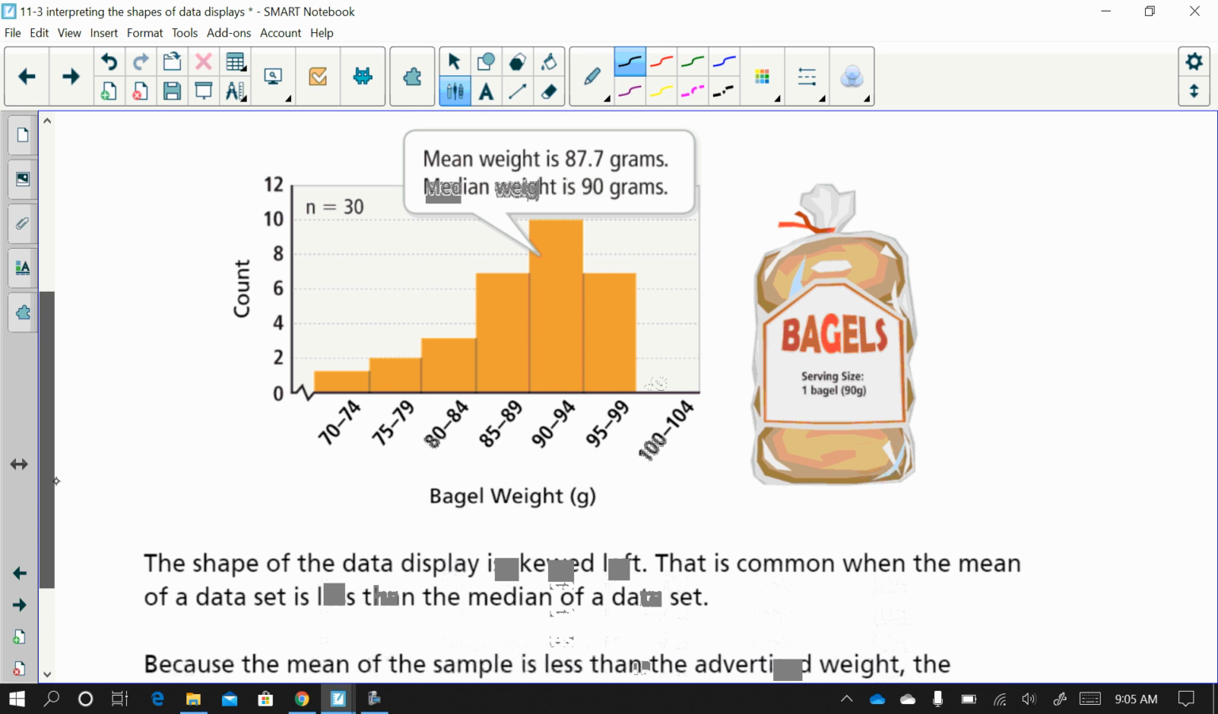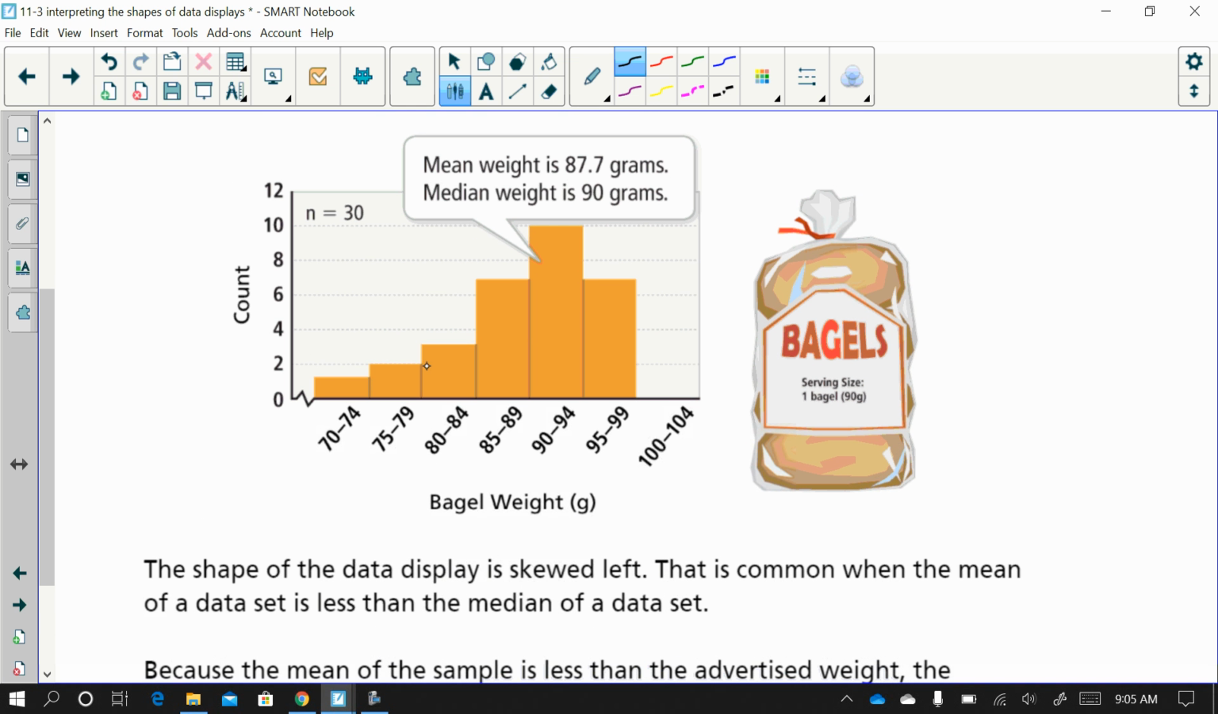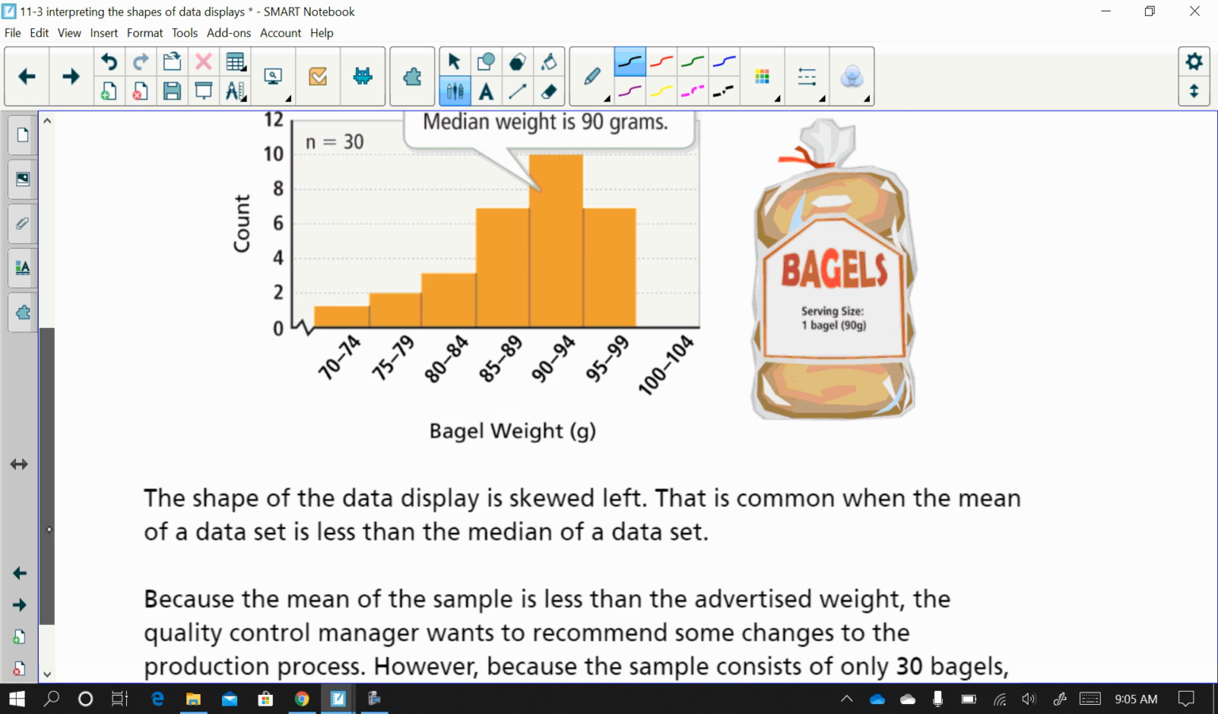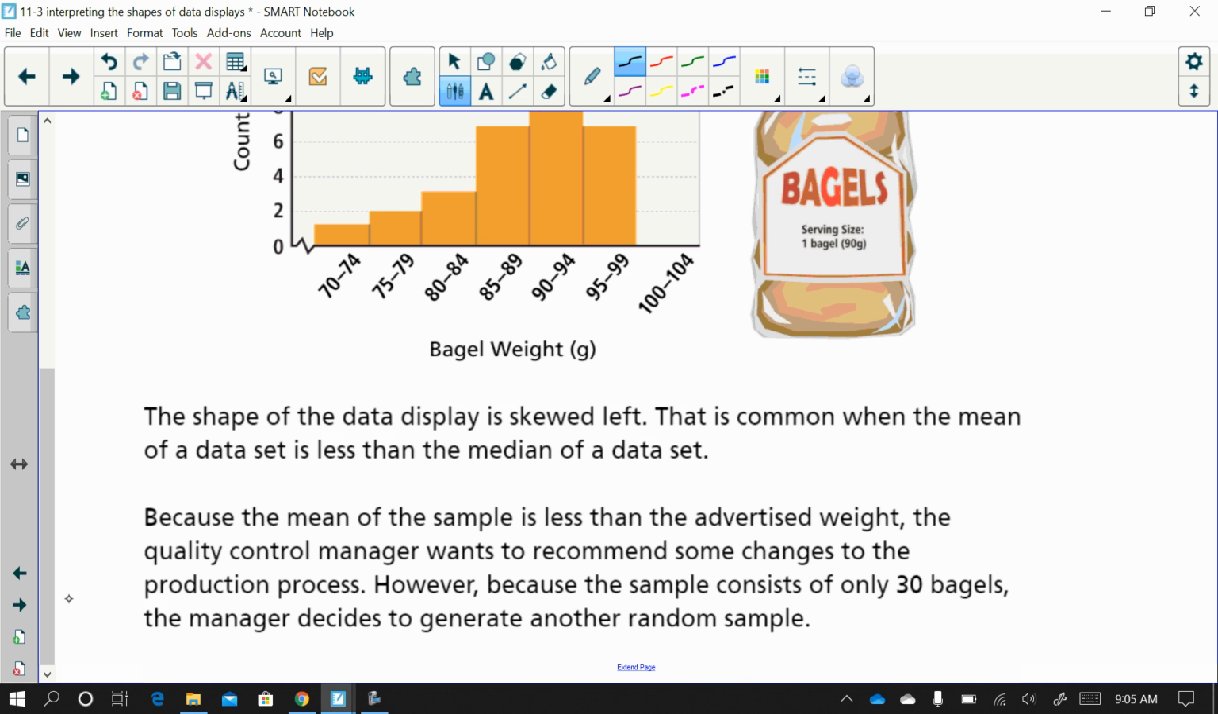Well, looking at this graph, notice we are skewed left. My tail's over here to the left. This is common when the mean of the data set is less than the median. And we say that the mean is less than the median, because the mean of the sample is less than the advertised weight, right? The quality control manager wants to recommend some changes.